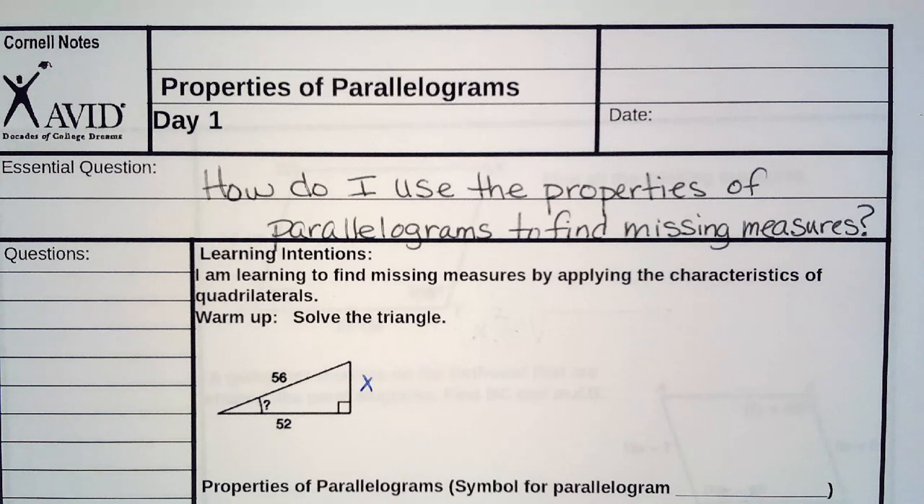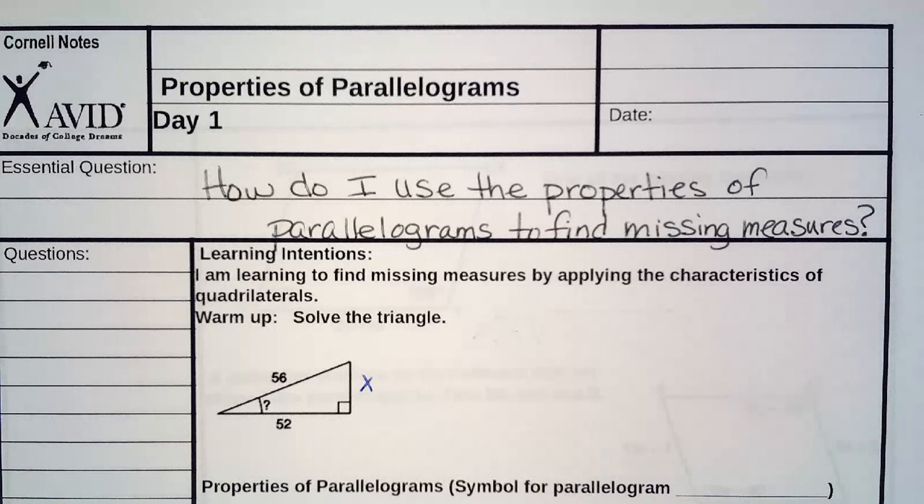Today we're starting our unit on planar figures. That means they're 2D. An example would be a triangle, or maybe a hexagon, or a parallelogram. So today we're looking at the properties of parallelograms. How do I use the properties of parallelograms to find missing measures? Learning intention: I'm learning to find missing measures by applying the characteristics of quadrilaterals.